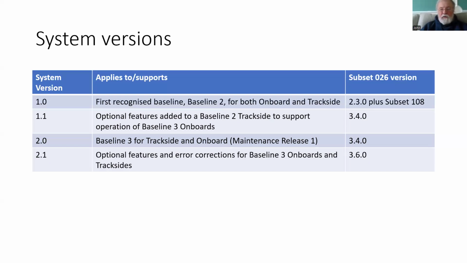Despite the hard work to improve the performance of baseline 3 for maintenance release 1, there were also still some errors discovered which needed to be corrected within the baseline 3 specifications. There were also some opportunities to extend the functionality, and particularly to introduce the option of packet switching for the radio connection. The brake model was improved, as was the DMI specifications, and this was all lumped together into subset 26, 3.6.0, otherwise known as release 2.